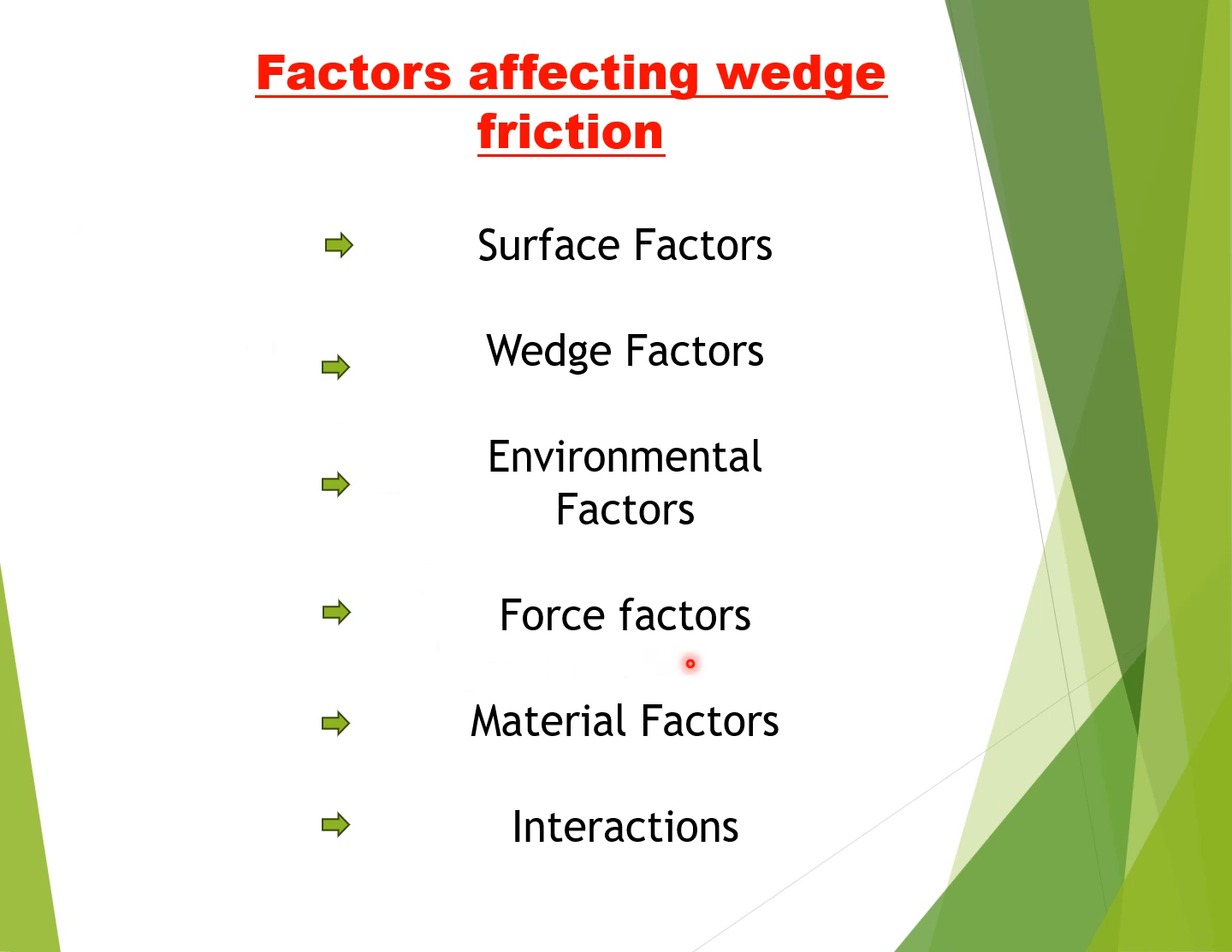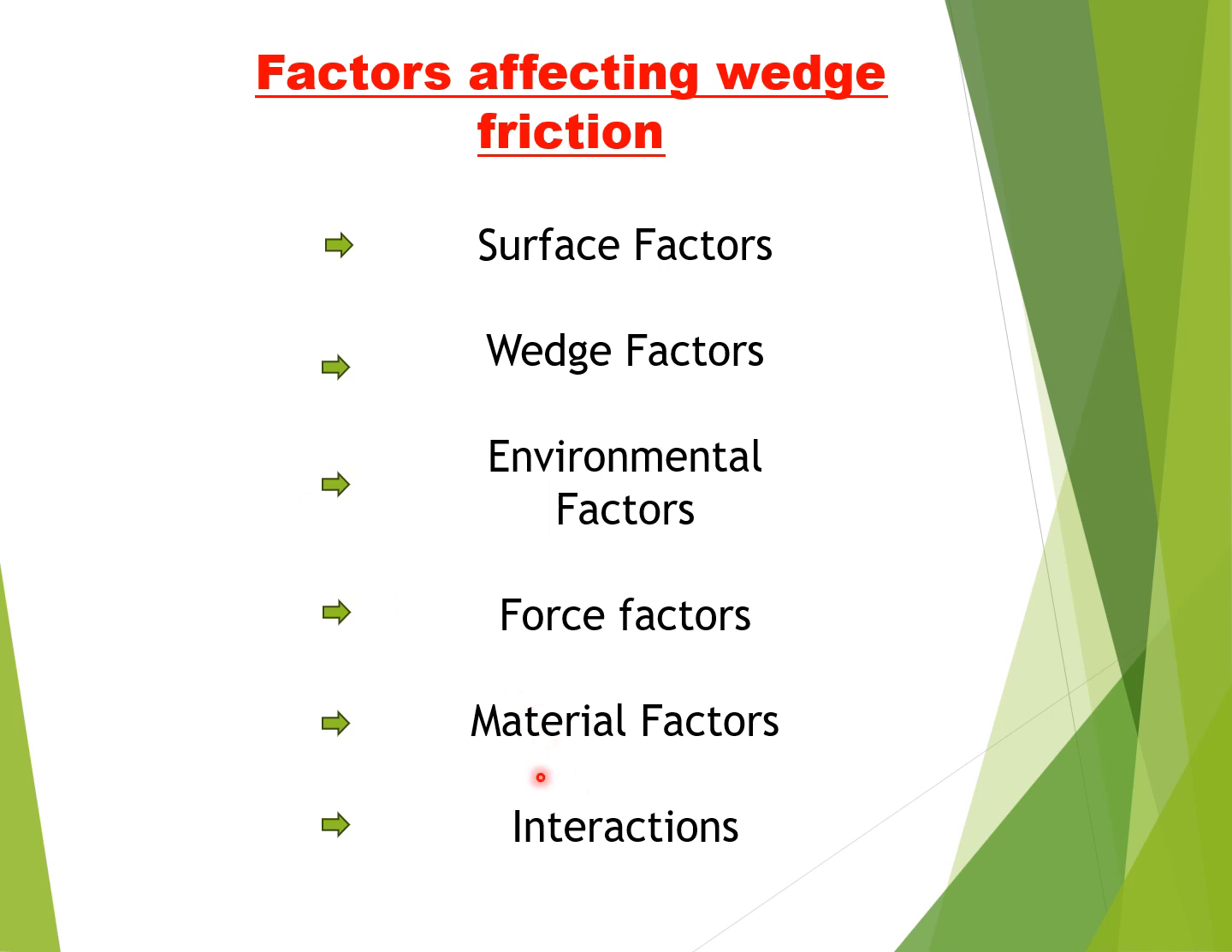Force factors. Normal force is the perpendicular force exerted by the surfaces in contact with the wedge. Frictional force, that is F equal to mu N, is directly proportional to the normal force. A heavier load increases the normal force, thereby increasing friction. A lighter load decreases N, that is normal force, which reduces friction.